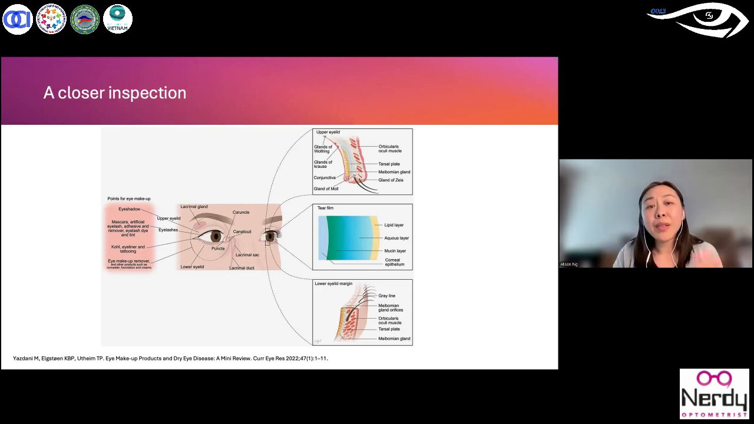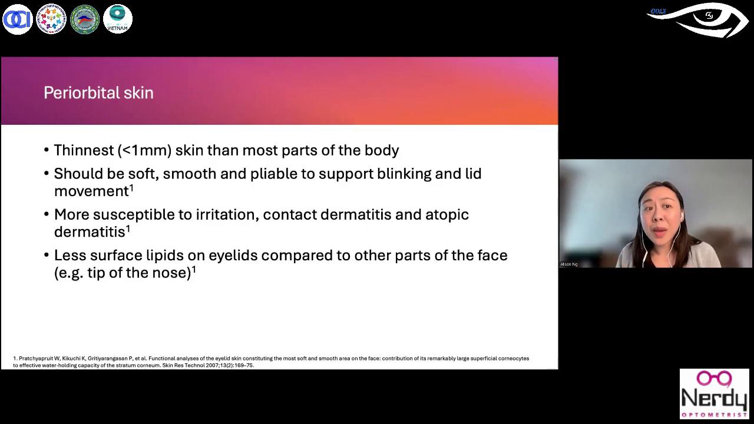So now that I've set the scene a little bit, I just want to talk a bit more about skin itself and skin biology. So periorbital skin, you've probably heard this before, is the thinnest skin compared to most other parts of the body. So if we think about the skin on the palms of our hands or the skin that's on our face, on our legs or on our feet, it is really the thinnest skin compared to other parts of the body.